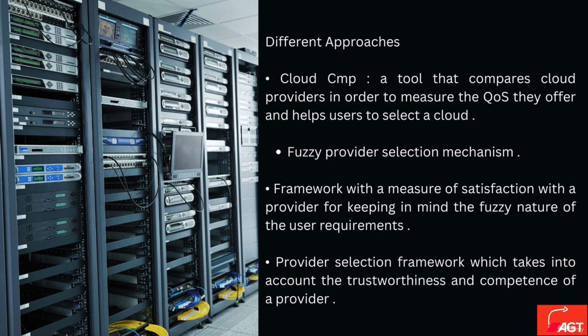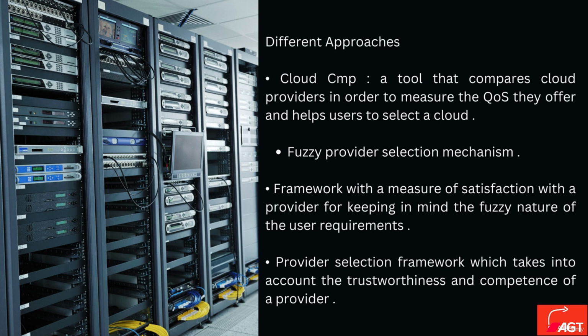The sheer number of cloud providers and the various QoS levels they provide, however, make selecting the best one a difficult undertaking. In this post, we'll go through 4 alternative methods for choosing a cloud provider, including Cloud CMP, fuzzy provider selection mechanisms, frameworks with satisfaction indicators, and provider selection frameworks that include competence and dependability.